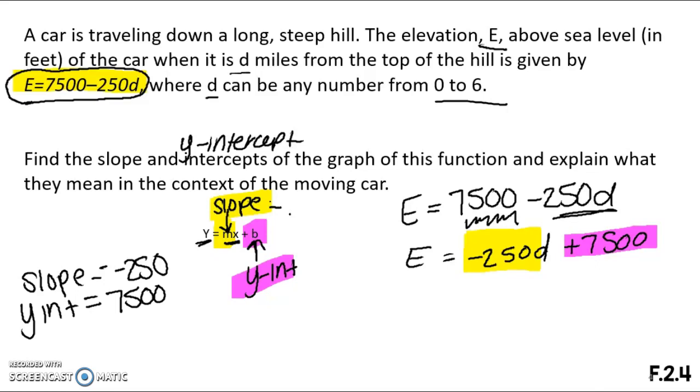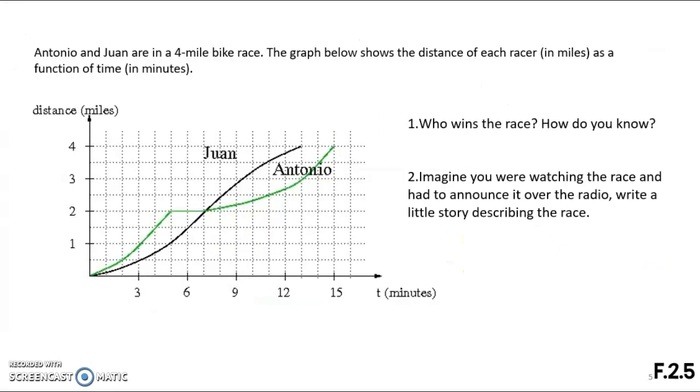Remember, slope is that rate of change. It tells me that in D miles, so every mile, I'm going down 250 feet. That's what's happening. And then eventually, I'll reach an elevation of 0, and that graph would intercept the x-axis. Okay, so moving right along.